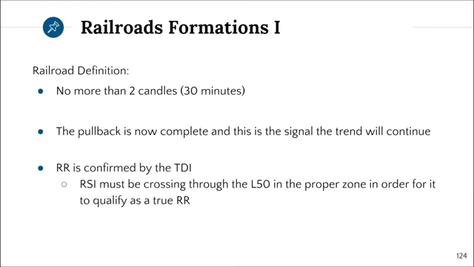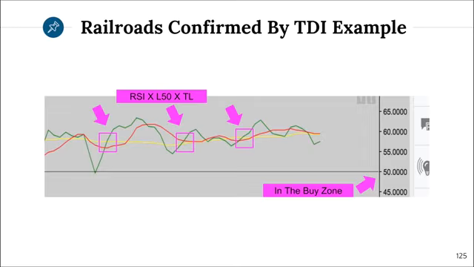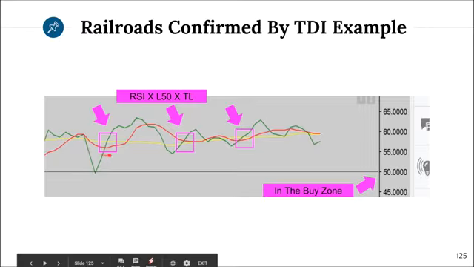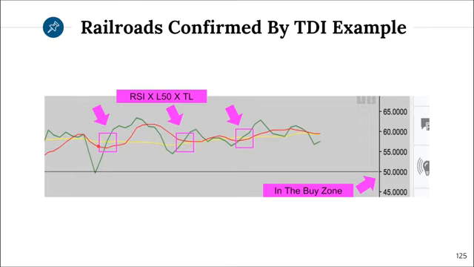Yes, but for our definition of a railroad, for the way that we use them, it needs to be confirmed by the RSI crossing through on the TDI in the proper zone. We're going to show you some examples of that in a second, but understand that there are railroads everywhere. You just need to identify the correct ones. Like I said, the railroads are confirmed by the TDI where the RSI, the green line, crosses through the liquid 50 in the proper zone.